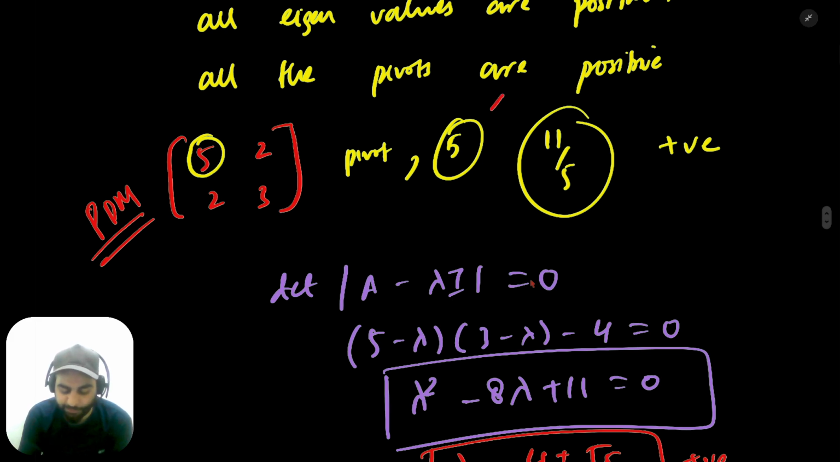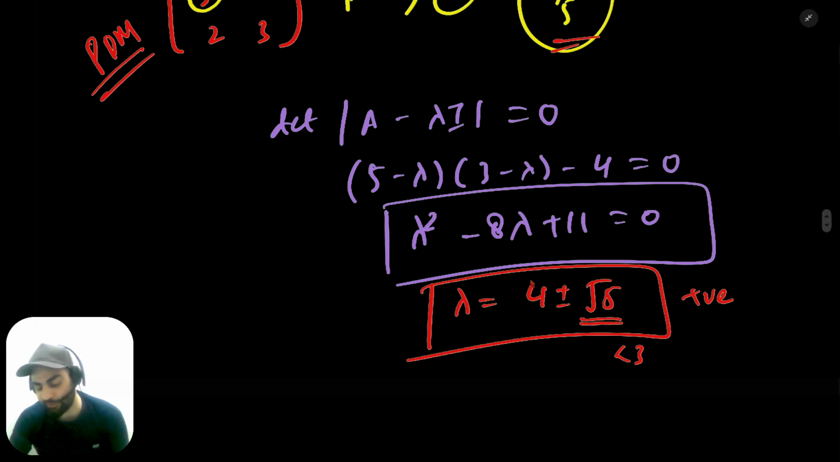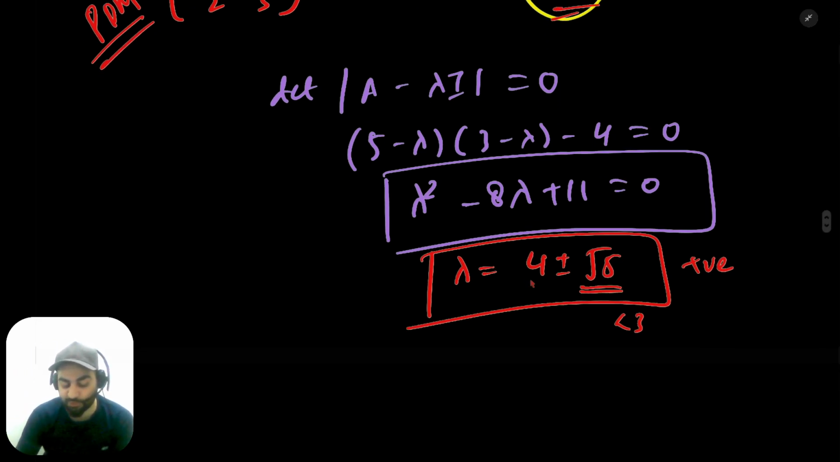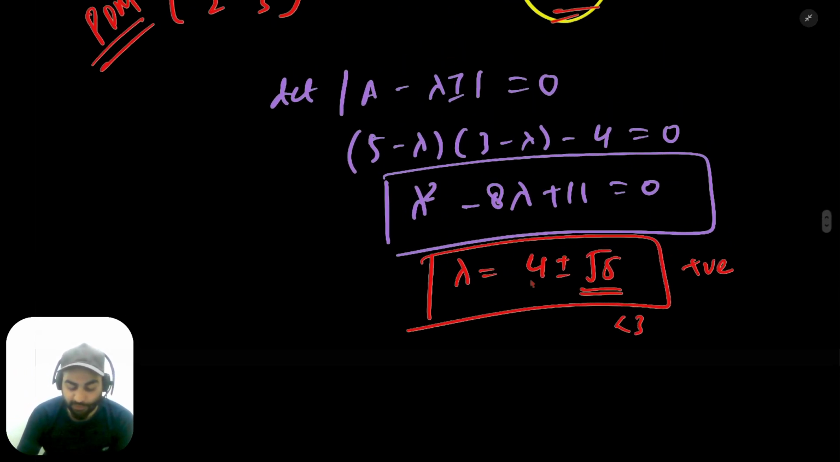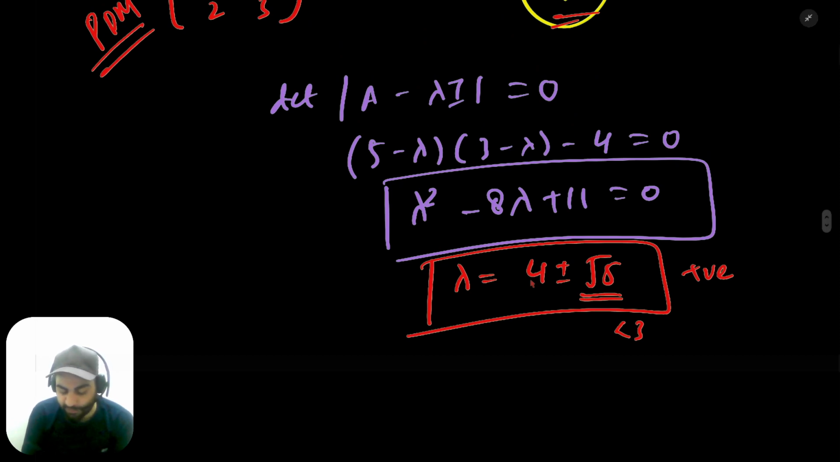Why? Because you see the pivots are 5 and 11 by 5. This is the first pivot. When you make this entry 0, this entry will get changed to 11 by 5. So both of the pivots are positive. Just check the values when you are doing the calculation while making notes. And when you are finding the determinant, and from the determinant you are finding the eigenvalues, you see that these lambdas are equal to 4 plus minus under root of 5, and both of these are positive. So we'll call this matrix a positive definite matrix. Is it clear?